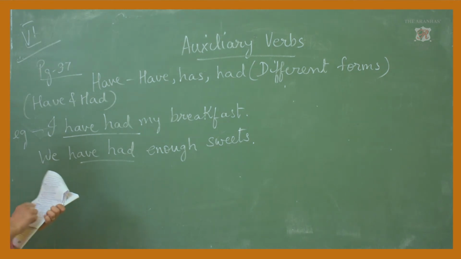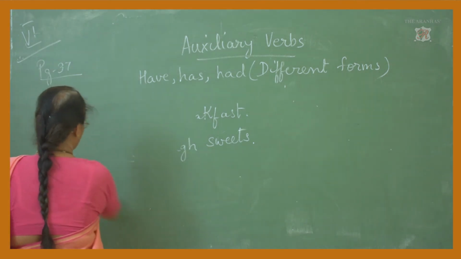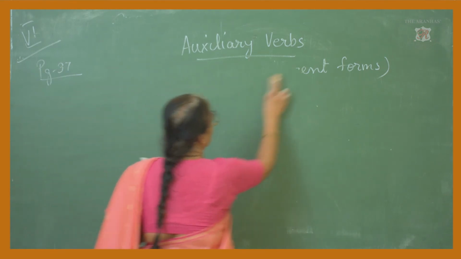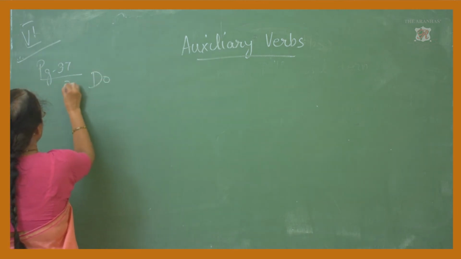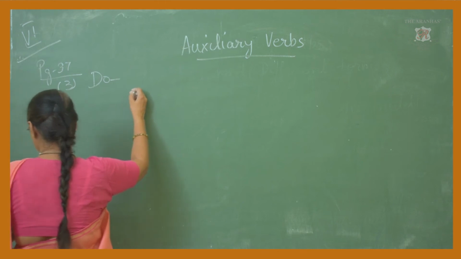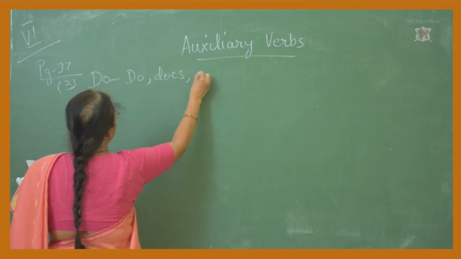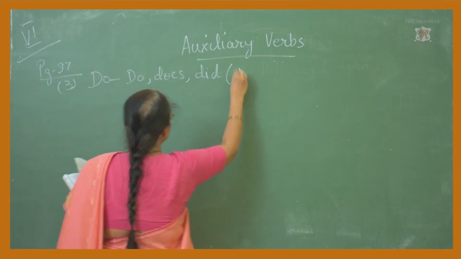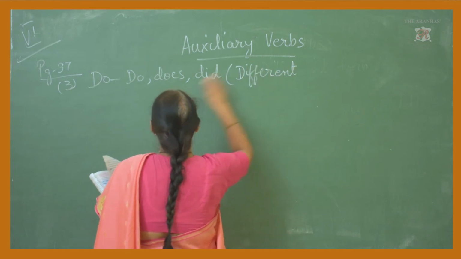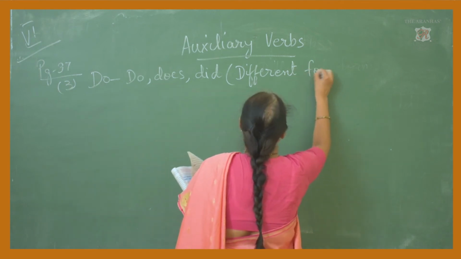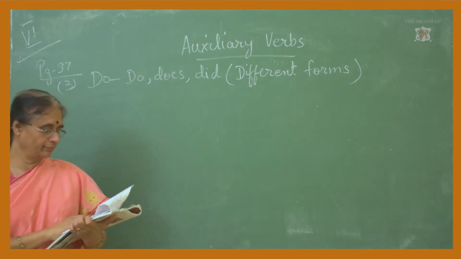Now, we will go to the next, last primary auxiliary, that is do. D-O, do. This is the last one, do. The different forms of do are do, also we have does, did. These are the different forms of the auxiliary verb do. What are they? Do, does and did.